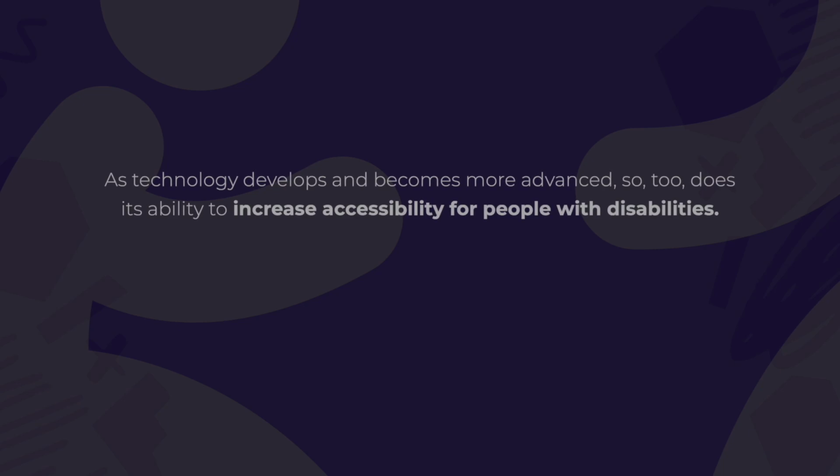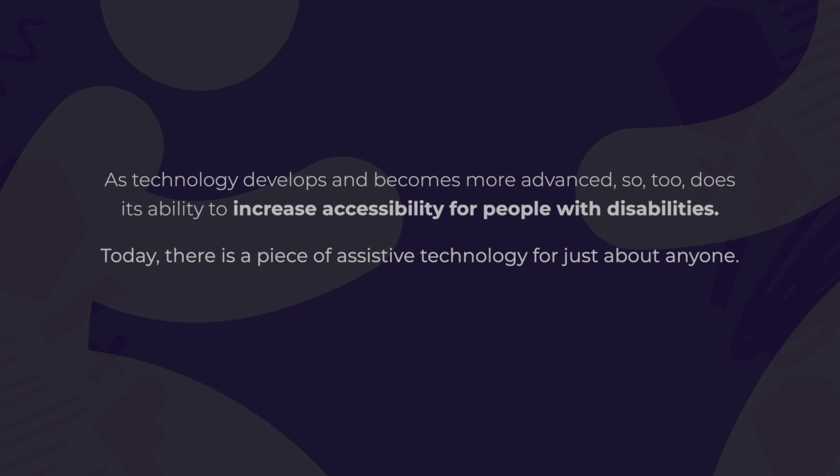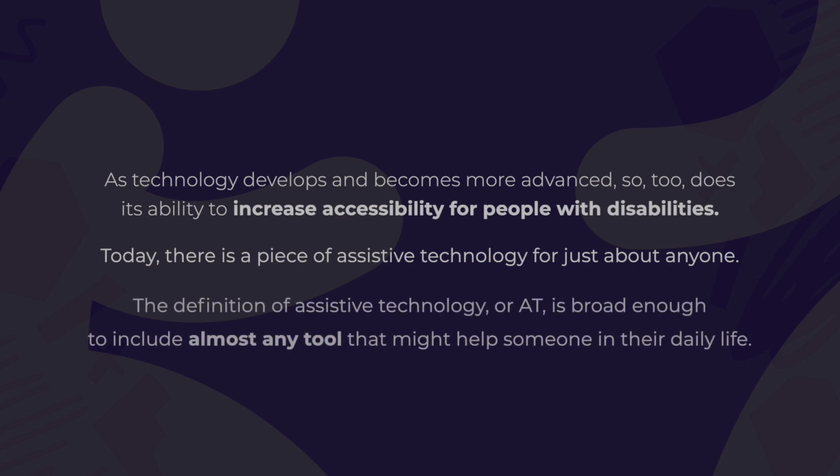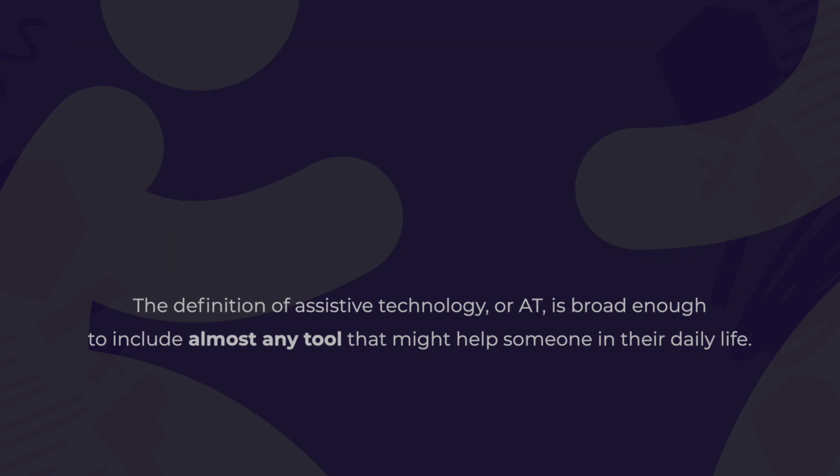As technology develops and becomes more advanced, so too does its ability to increase accessibility for people with disabilities. Today, there is a piece of assistive technology for just about anyone. The definition of assistive technology, or AT, is broad enough to include almost any tool that might help someone in their daily life. AT is best described as any tool, device, software, or application used to increase, maintain, or improve the quality of life of a person with a disability or functional limitation.